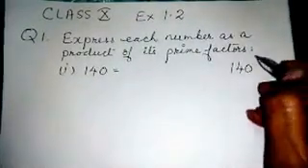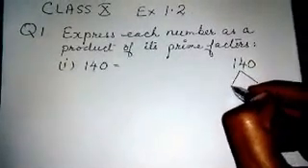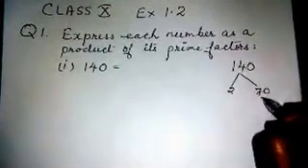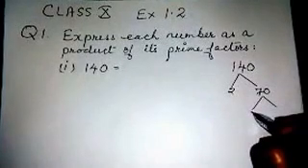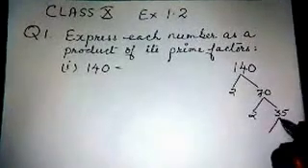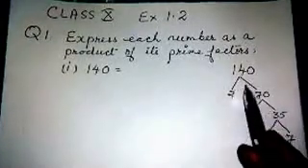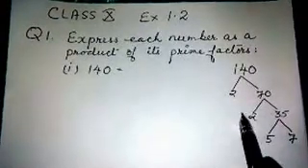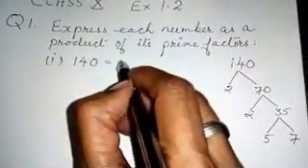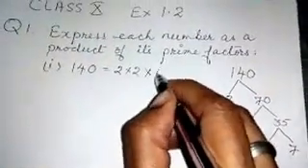140 prime factors. Let's start dividing by 2. 140 divided by 2, 70 will be the quotient. Again 70 is divisible by 2. 35. Now this 35 is divided by 5. So you got 7. So for 140 we got prime factors 2 multiplied by 2 multiplied by 5 multiplied by 7. So 140 is 2 into 2 into 5 into 7.